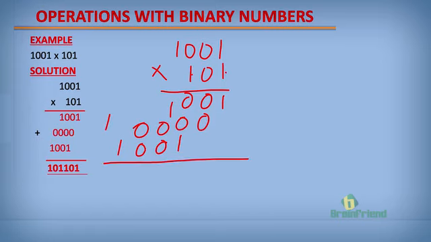And then we do the addition. 1 plus nothing is 1. 0 plus 0 here is 0. 0 plus 0 plus 1 is 1. 1 plus 0 plus 0 is 1. 0 plus 0 is 0, and 1. So the answer to this is 1, 0, 1, 1, 0, 1.